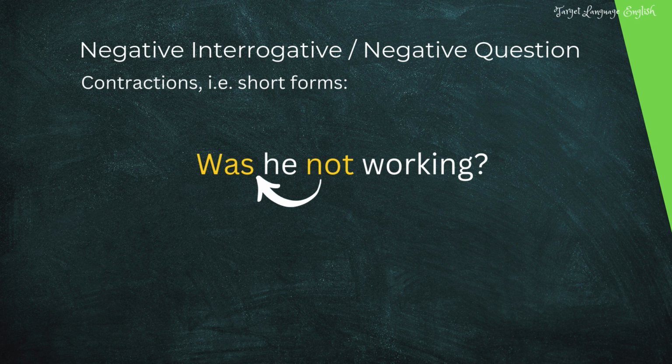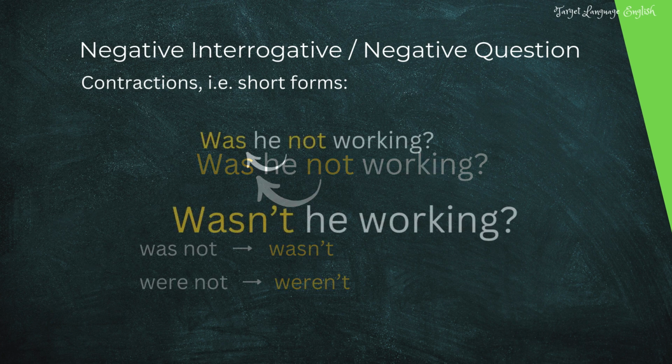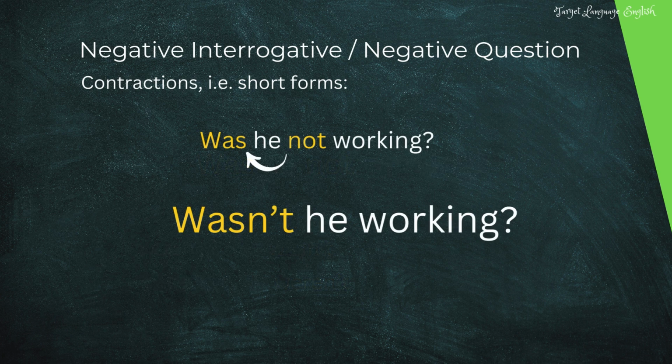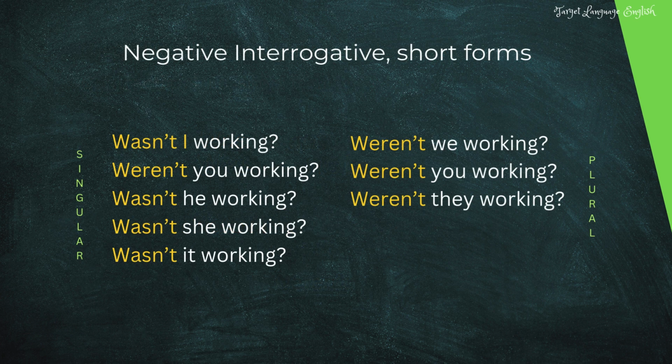To contract the negative question, we need to move the word not in front of the subject and then contract. Here as well, was not becomes wasn't and were not becomes weren't. Singular, wasn't I working? Weren't you working? Wasn't he working? Wasn't she working? Wasn't it working? Plural, weren't we working? Weren't you working? Weren't they working?